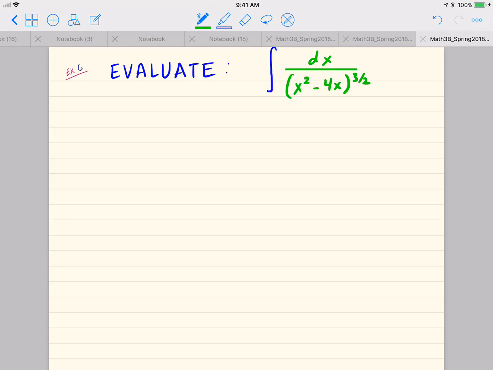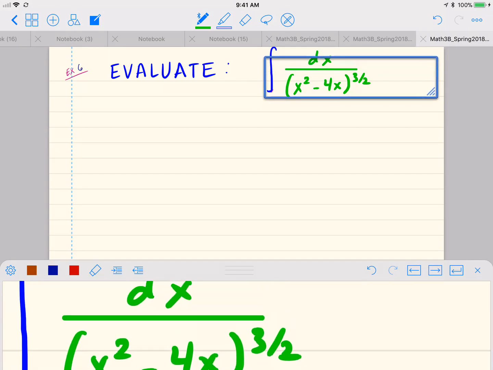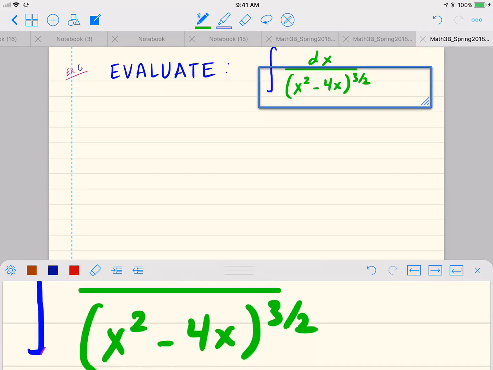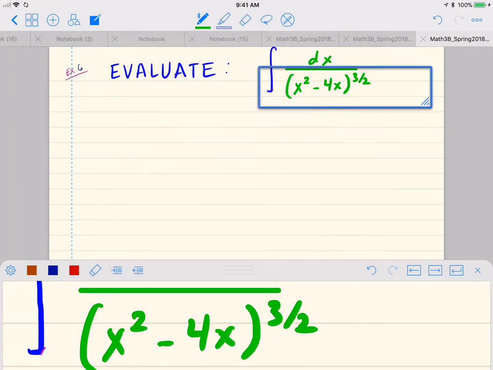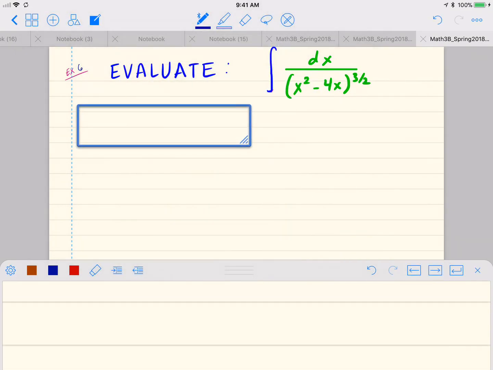We are at our last example, and this example is really important because when you first look at it, you're kind of thinking to yourself, what can I do? Maybe let me rewrite it. Okay, so let's see, if we try to rewrite it, then we would have the integral dx over the square root of x squared minus 4x cubed, right?